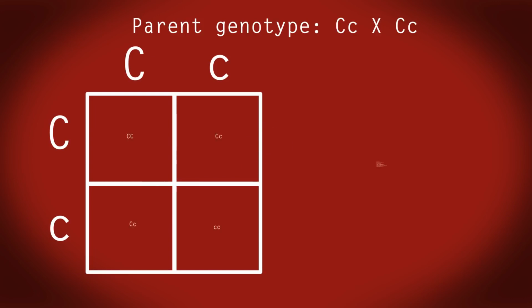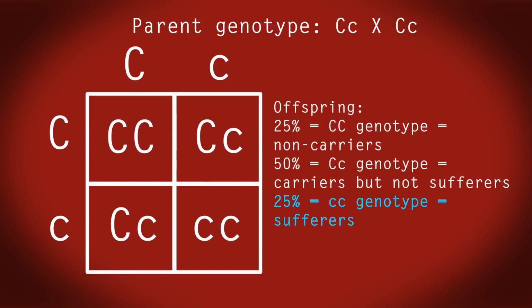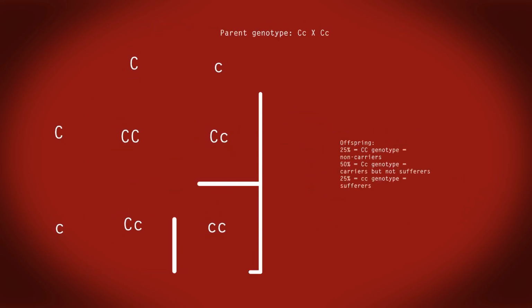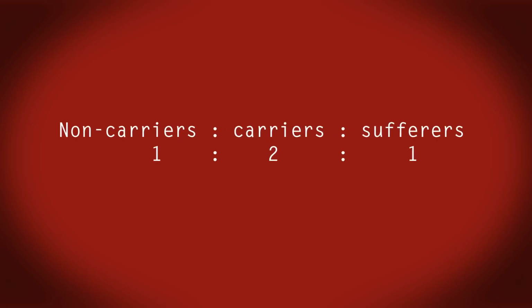Did you get it right? So there is a 25% chance that the offspring of two carrier parents will be sufferers of cystic fibrosis. We can represent this in a 1:2:1 ratio. See how easy Punnett squares are for showing probability of offspring genotypes? But remember, these are just probabilities.